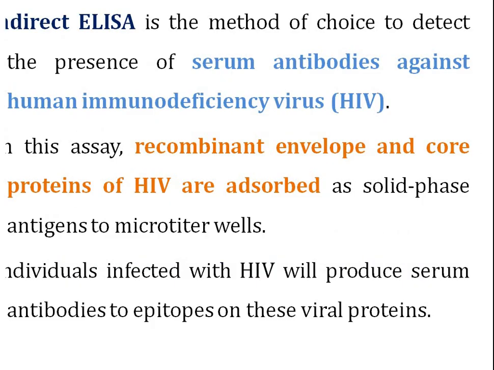Indirect ELISA is the method of choice to detect the presence of serum antibodies against human immunodeficiency virus (HIV). In this assay, the recombinant envelope and core proteins of HIV are absorbed as solid phase antigens to microtiter wells. Individuals infected with HIV will produce serum antibodies to epitopes on these viral proteins.